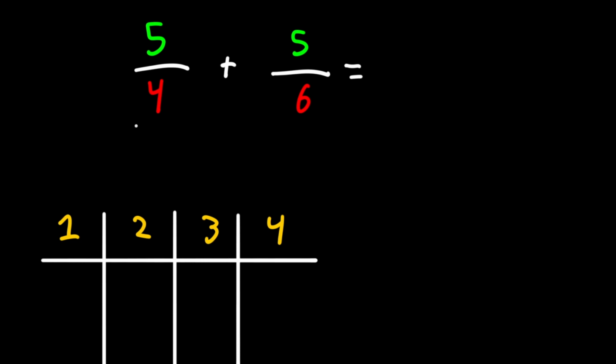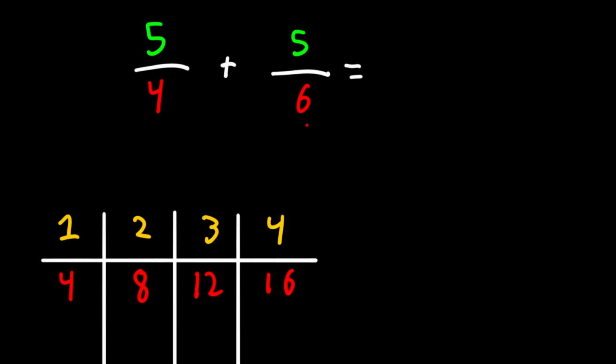The first number is going to be the denominator, which is 4. And now we're going to add it to itself. So 4 plus itself, which is 4, is 8. Plus 4 is 12. And plus 4 is 16.